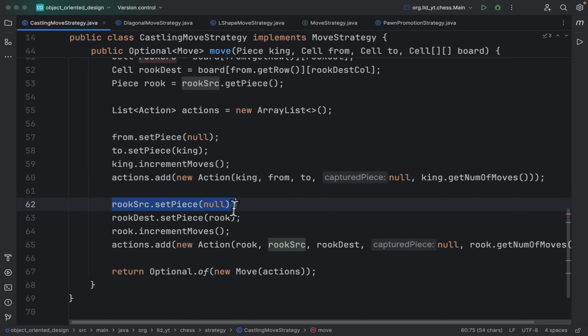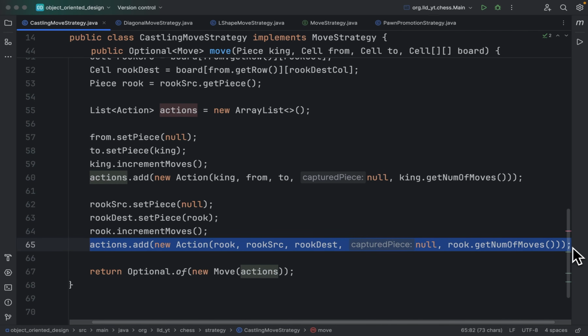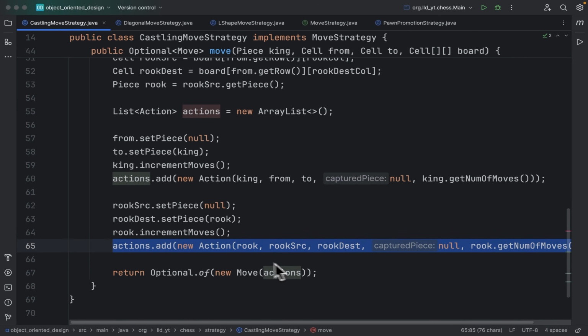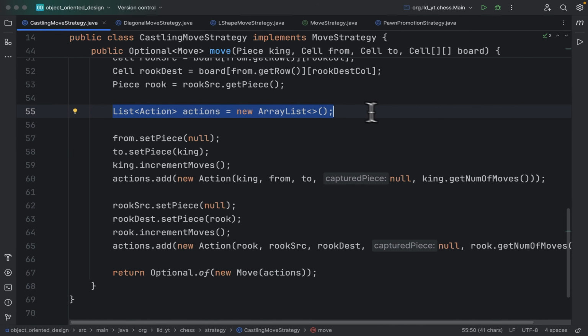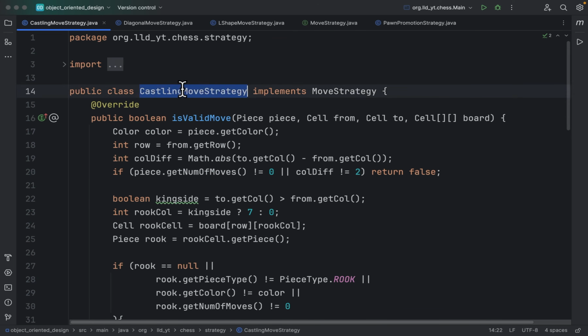Similarly, we would move the rook as well. So this is the source of the rook and this is the destination of the rook. So rook would move from source to the destination and will increment the count. And we are again noting the action of rook. And finally, we are creating one object of move wherein we'll pass both of these actions in a form of list. Okay. So this was for the castling move strategy.